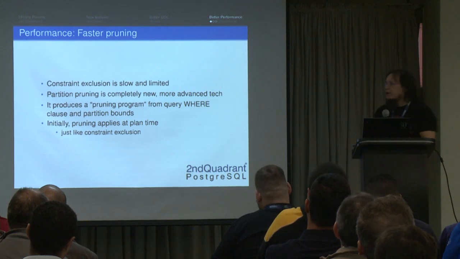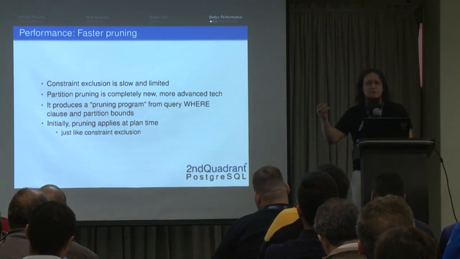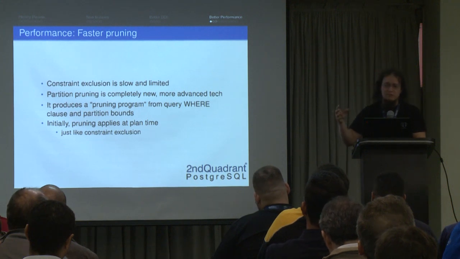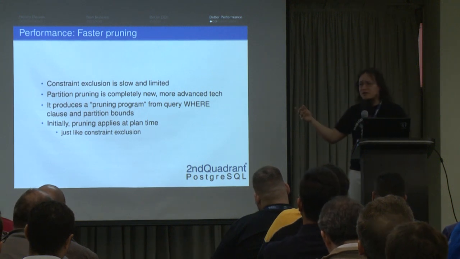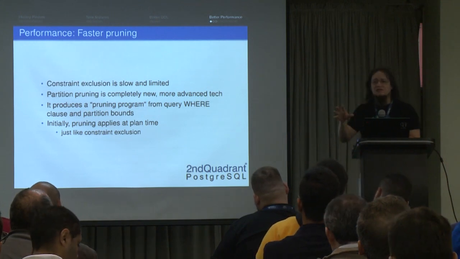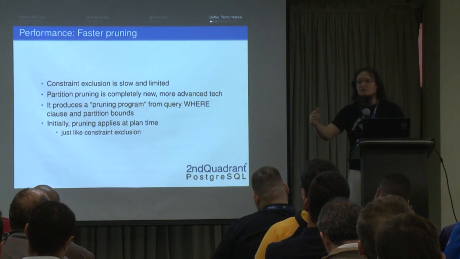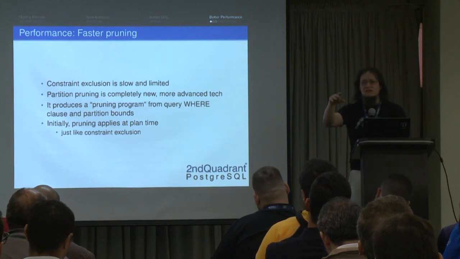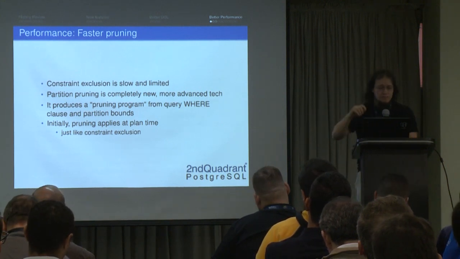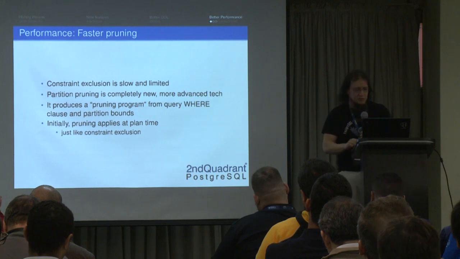So the way it works, and I don't want to enter in too many details, but it produces a pruning program based on the query where clause and other clauses in the query, and the partition bounds. So it can compare the partition bounds and say, well, this partition is not going to be used because this where clause says it doesn't match. And then it runs this program for the query and determines whether each partition needs to be scanned or not.